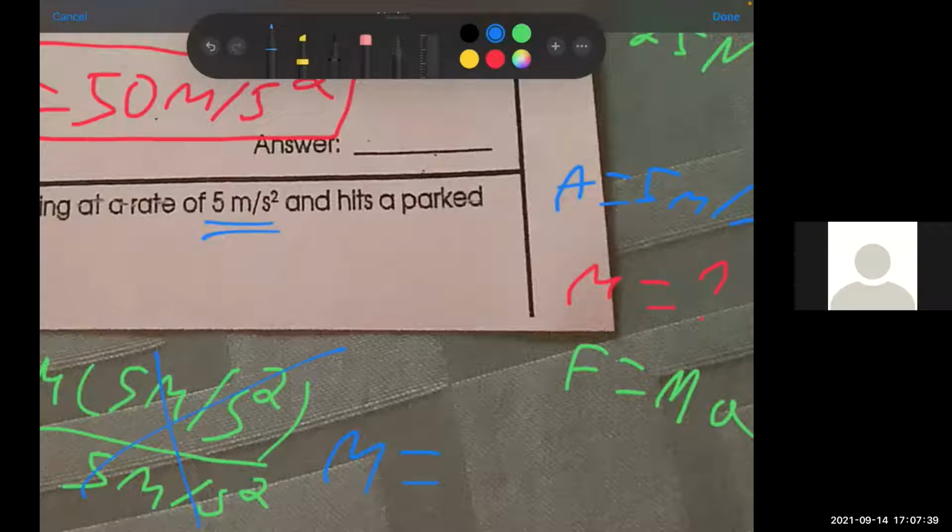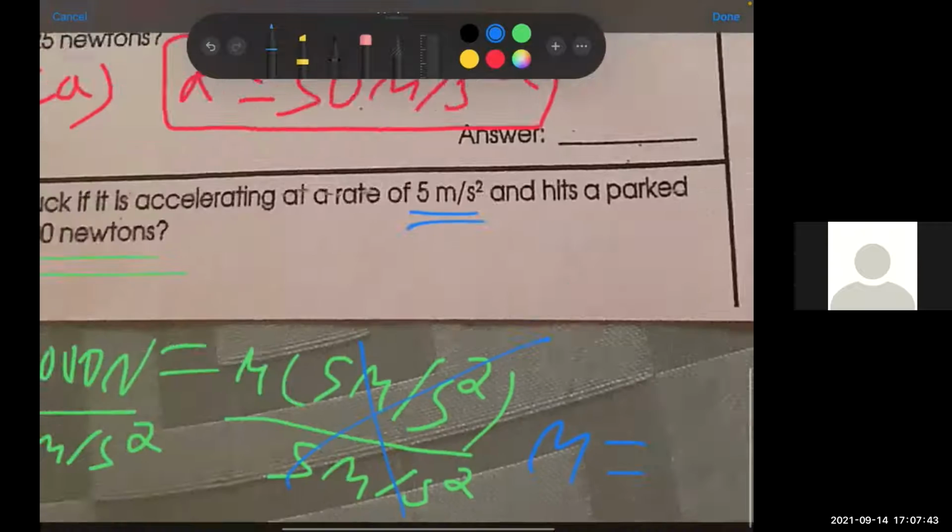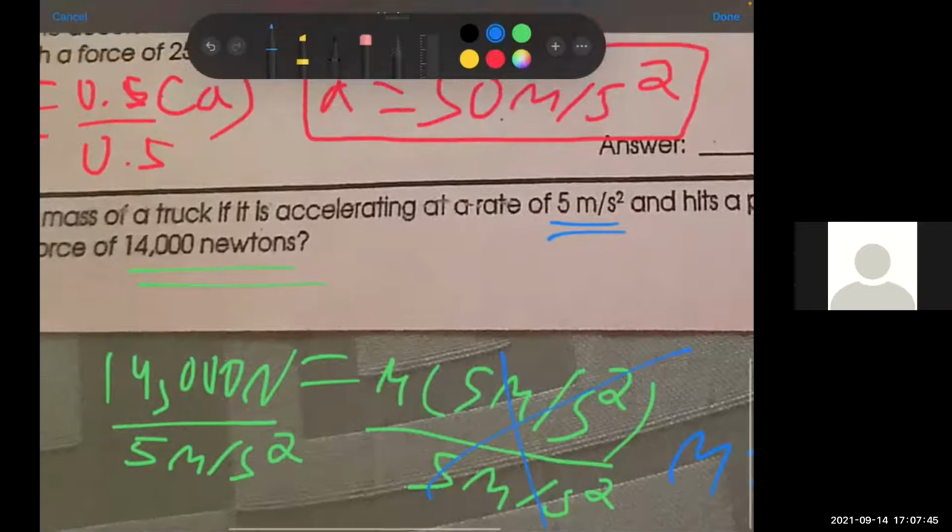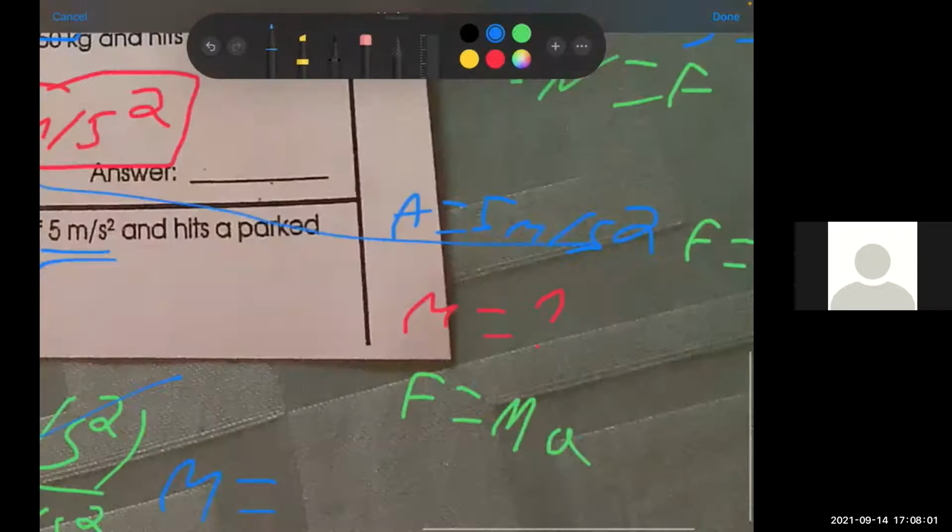We need to put this as 14,000 newtons equals m times 5 meters per second squared. So the 5 meters per second squared will cancel on that side, but whatever you do on one side, you've got to do on the other side.